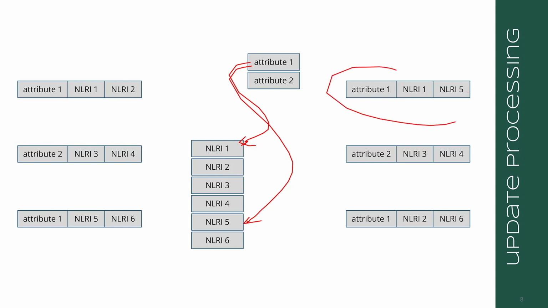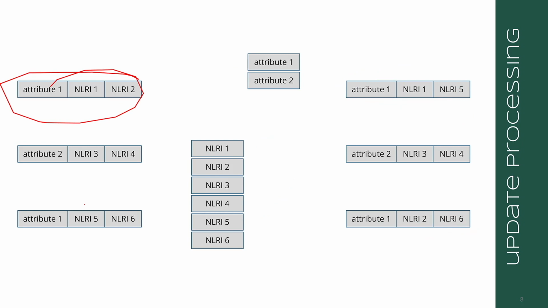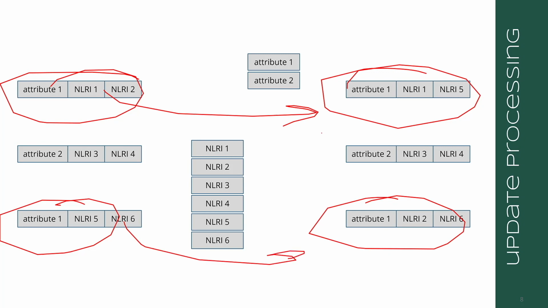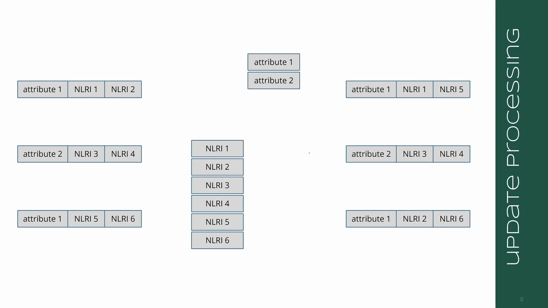So my outbound update to my eBGP speaker or iBGP speaker that I'm sending routes to may be packing attribute 1 with NLRI 5 and 1, and attribute 1 in the second update might be packed with NLRI 2 and NLRI 6. So these are not consistent. Even though these two do not match these two, they contain the same information overall. So this is very, very crucial to understand about the way BGP handles its updates.